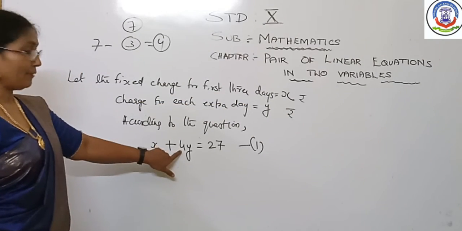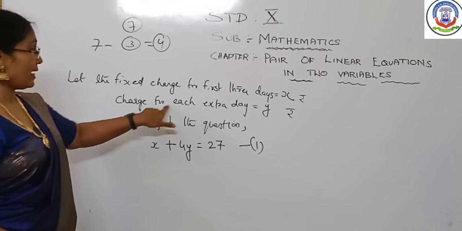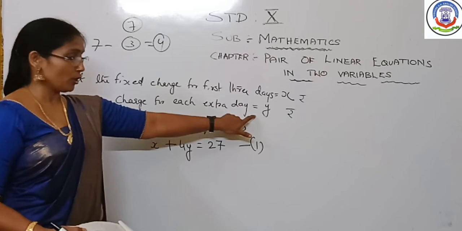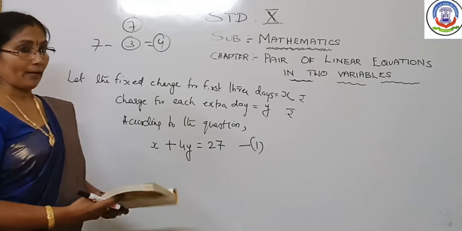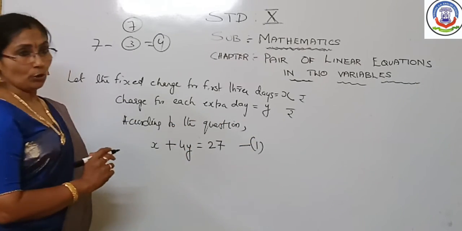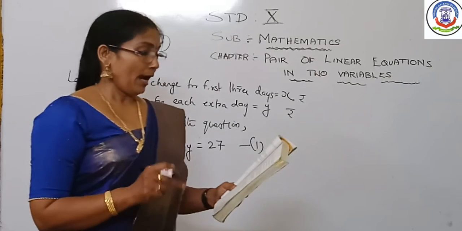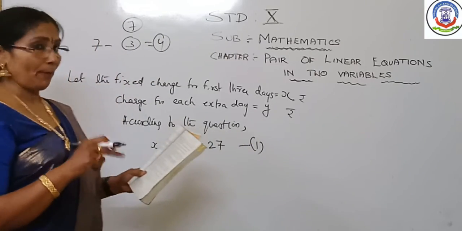Remaining, how many days are left for her? 4 days. For each day, one day she has to give y, second day 2y, third day 3y, fourth day 4y. So x plus 4y is equal to 27. Again, another person paid.